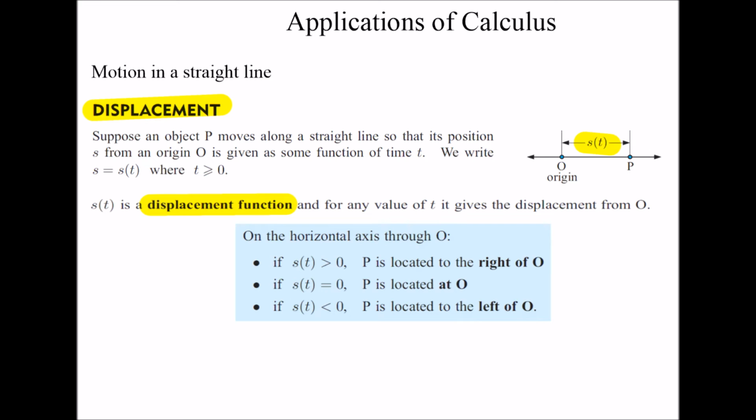Remember that this is a displacement function, so it works like vectors. When you substitute a value of t into the displacement function, you can either get a positive value, so s of t could be greater than 0, and this means that the object is located to the right of the origin. Or you can get 0, that means the object is at the origin. Or you can get a negative value, s of t could be less than 0, so the negative here means that the object is to the left of the origin.